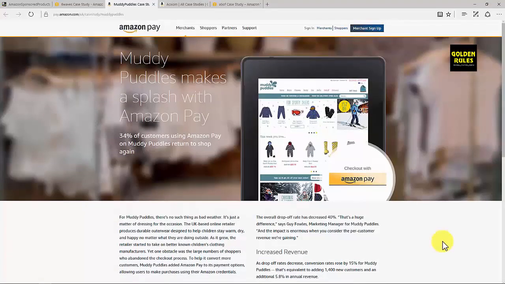Strategy. They implemented Pay with Amazon to allow customers to purchase from their e-commerce store using their Amazon credentials to facilitate checkout. Results. Muddy Puddles saw its drop-off rate decrease by 40% when they integrated Pay with Amazon in their storefront. This also increased conversion rates by 15% and annual revenue by 5.8%.